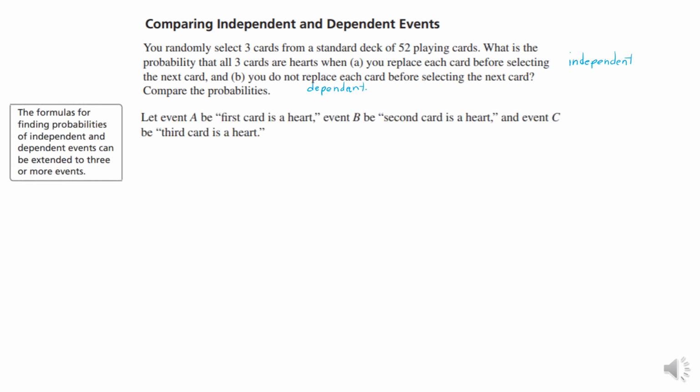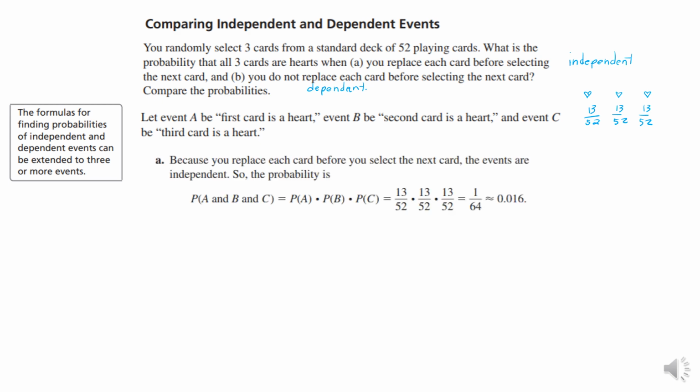The formulas for finding probabilities of independent and dependent events can be extended to 3 or more events. So, the first card is a heart, the second card is a heart. We know that there are 13 hearts in a deck of 52. So that is, the first card is a heart. We're putting the card back, so the second one is also 13 out of 52. And then it's 13 out of 52, correct? So we're going to multiply each one of those.